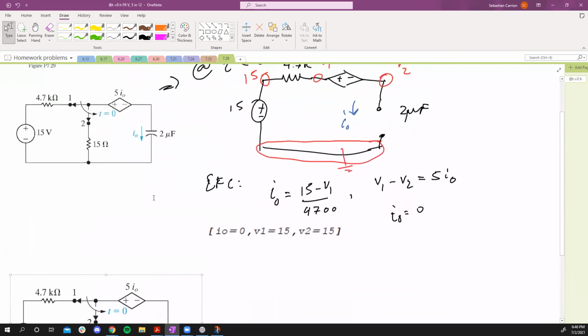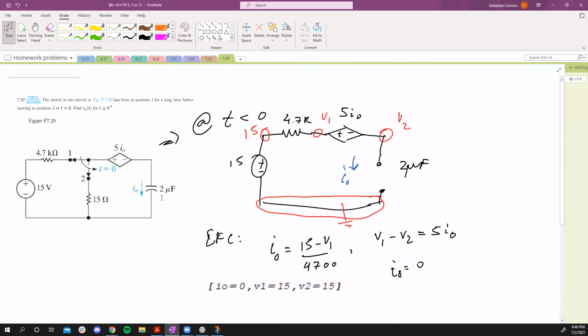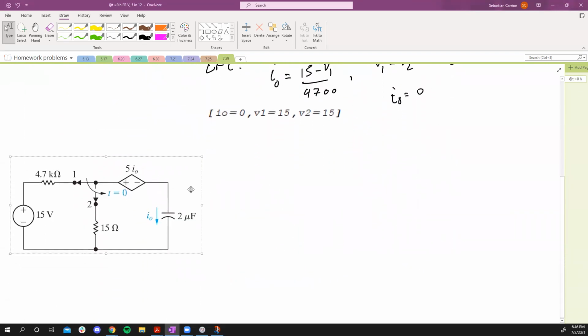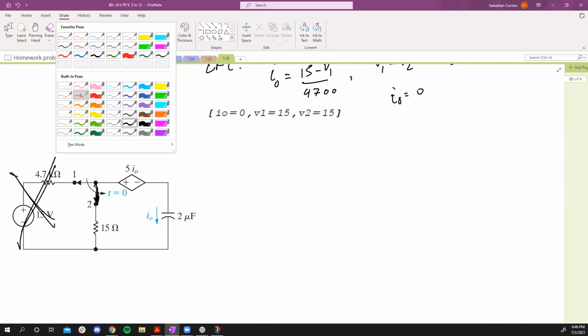So these are our values before. And now we're going to look for our values after. So this is going to close, it's going to disconnect. So it's going to appear as an opening here. It's canceled out.